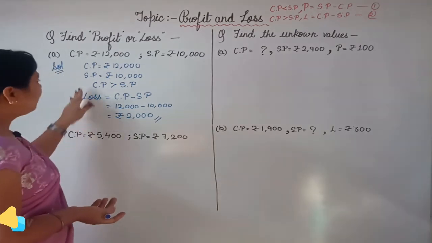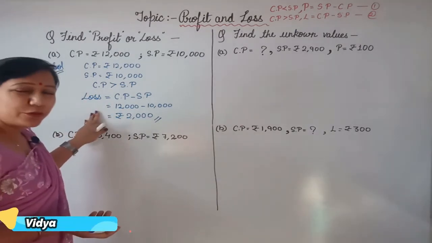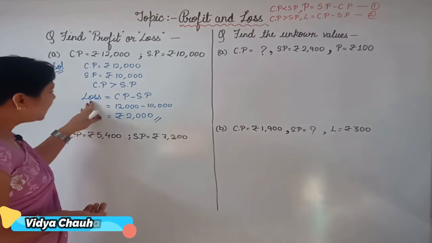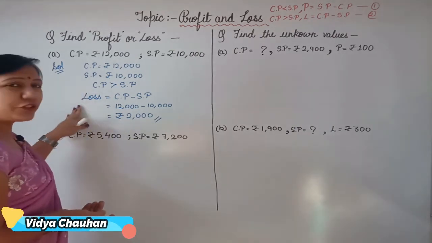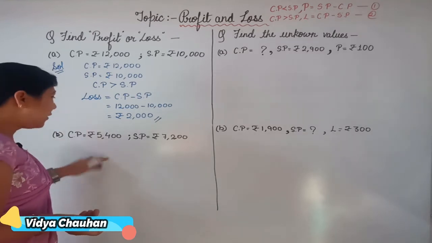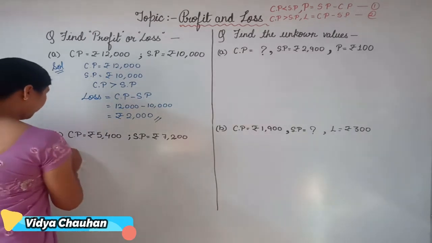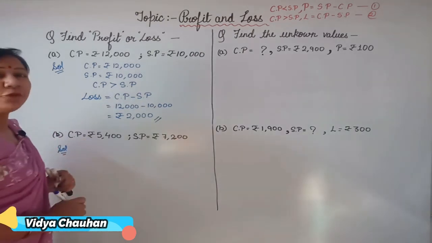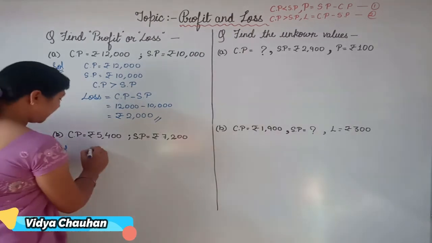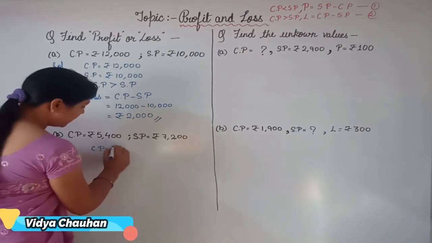If it is a profit, we can find the profit by using the formula. If it is a loss, then again we can find the value of loss. I hope this first solution is clear to all of you. Let's check out the second solution, in which the cost price is given. The cost price of the good is given as 5,400. So CP here is rupees 5,400.